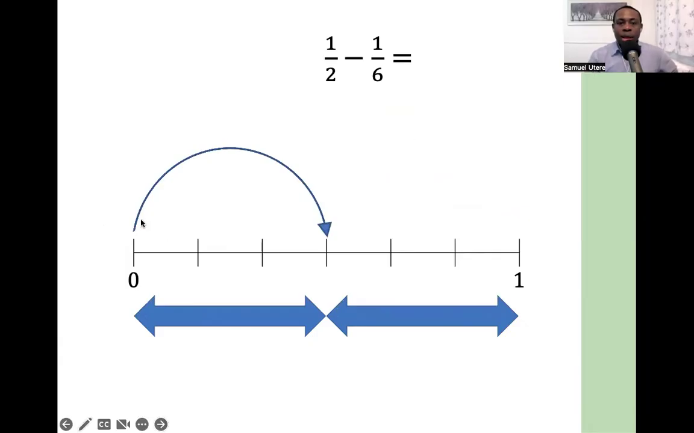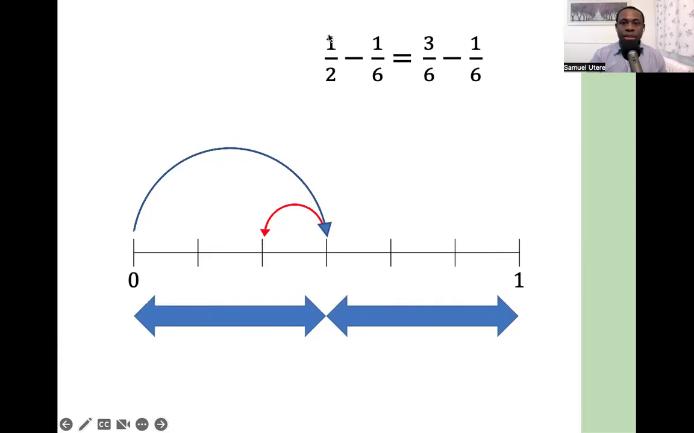Now, a half, remember how we used the number line to do fraction calculations? So a half simply means hopping to the half position. 1/6 means taking that off, going back one way to the left. Now you can see that that means we're left with 2/6.